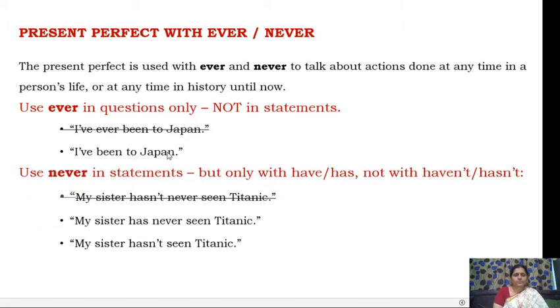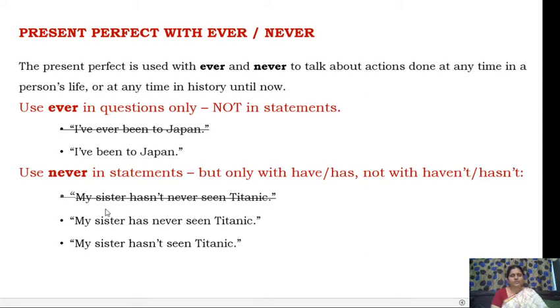Use never in statements, but only with have or has, not with haven't or hasn't. So when you are using a negative word, there is no need of using again have not or has not. Again, double negatives we have to avoid. When you are using never in present perfect tense, use it in statements only with have or has.